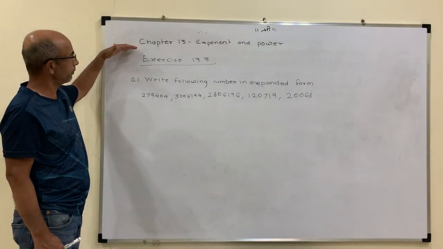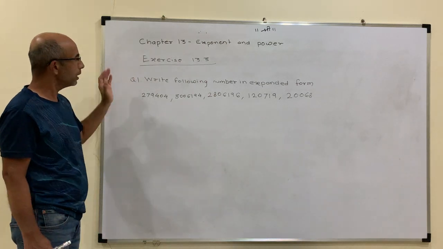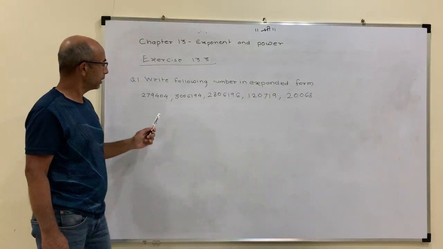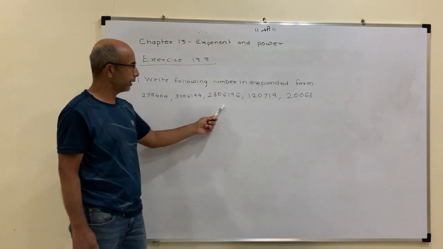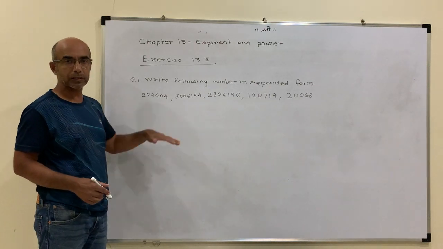Chapter number 13, exercise 13.3, question 1. Write the following numbers in expanded form. The numbers are what I have written over here. You can pause the video and try to solve yourself.